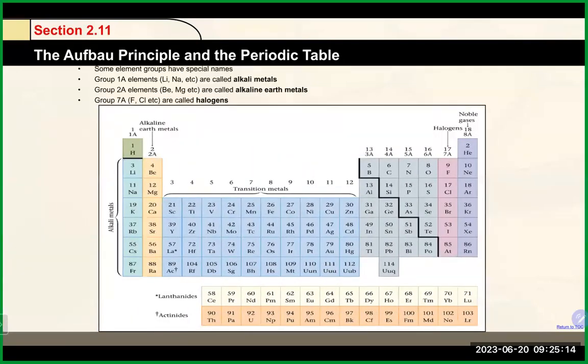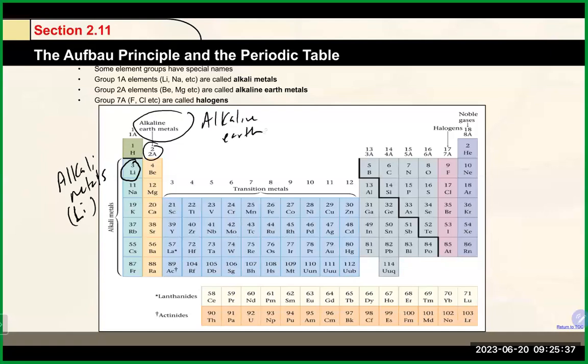Now, some elements do have special names. So group 1, which starts with lithium, those are the alkali metals. Again, starting with lithium, not hydrogen. Right next door to it is the alkaline earth metals, group number 2. And again, in most cases, people just call it group 1, group 2, 3, 4, 5. They assume it is A. Most people don't say group 1A, group 2A, or anything like that.